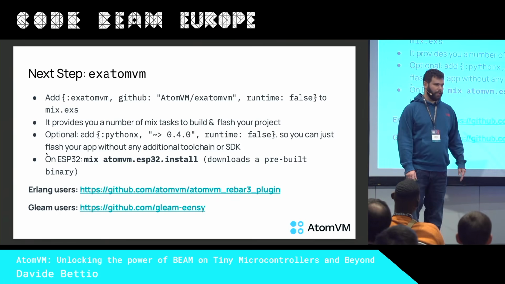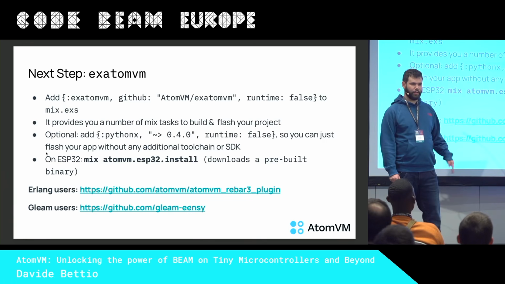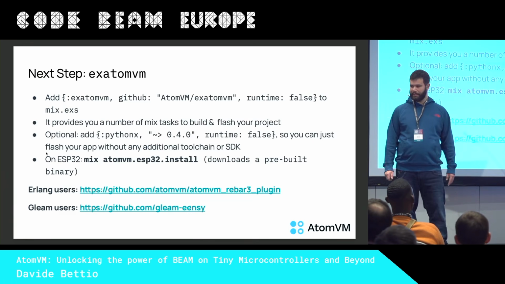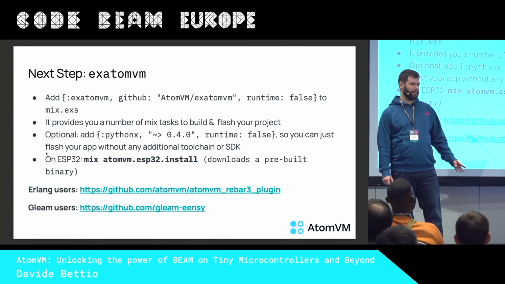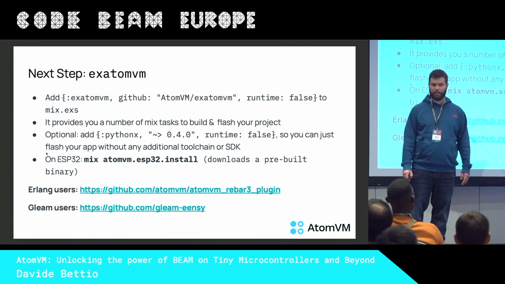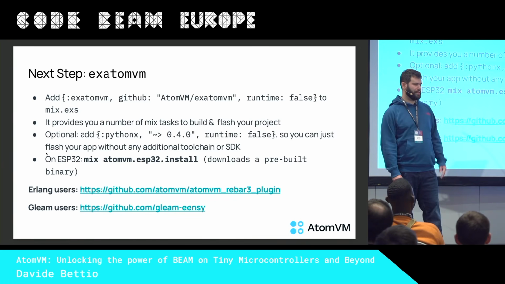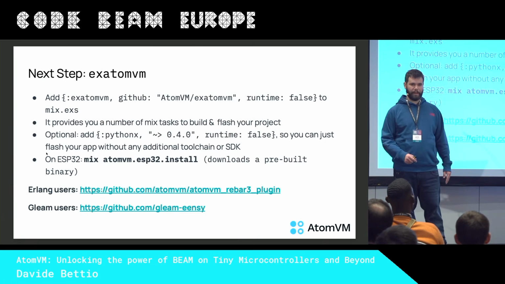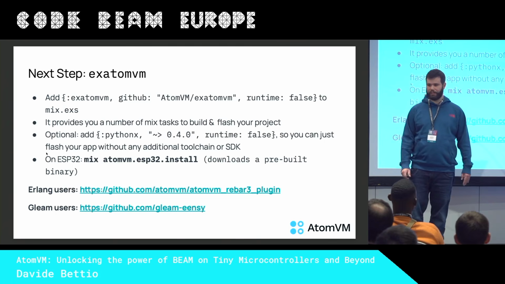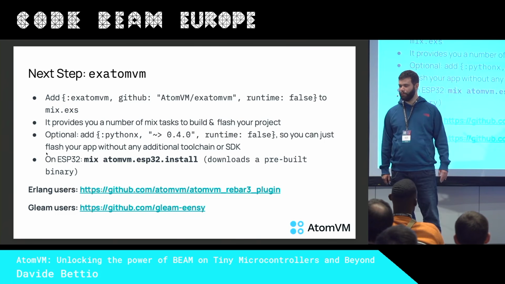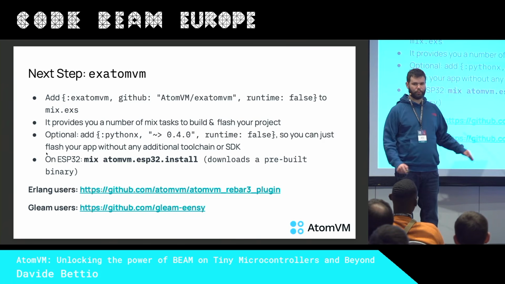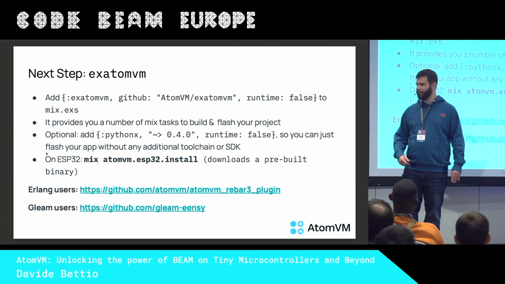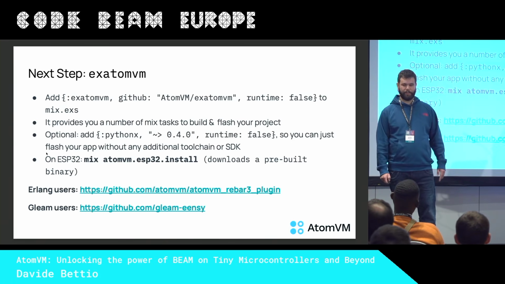Anyway, if you want to work with Elixir, you just have to add a dependency to your Mix project file. And as soon as you add that dependency, you can start with the first command that allows you, if you are using Espressif hardware, to download a pre-built binary and install it on the hardware. So you don't have to worry about anything else. You don't have to install a toolchain or an SDK or a C compiler. Just that command is enough.